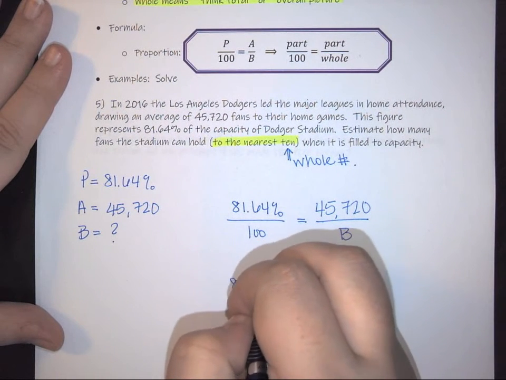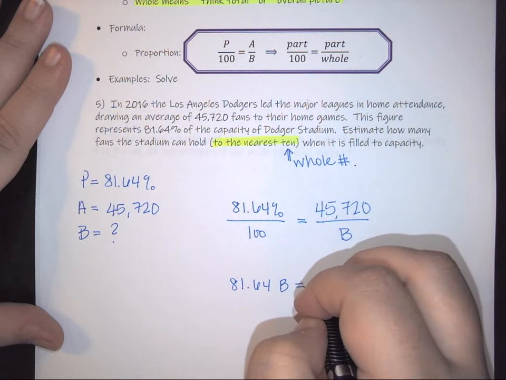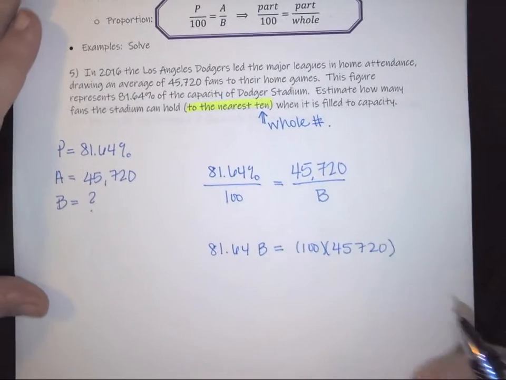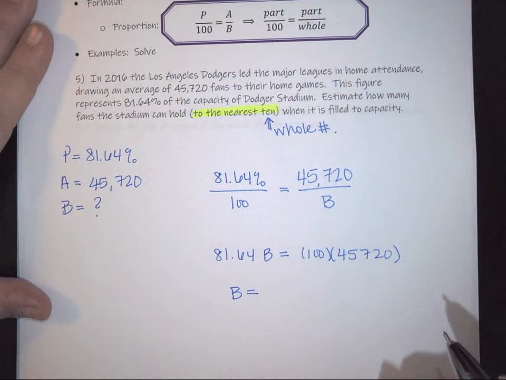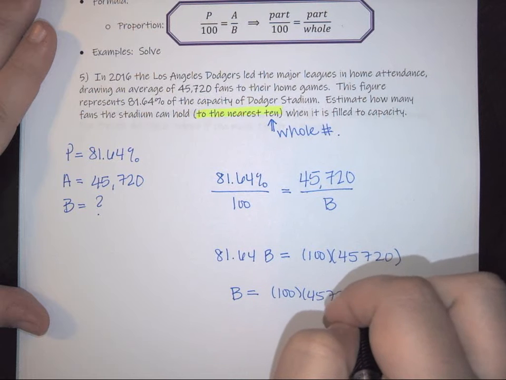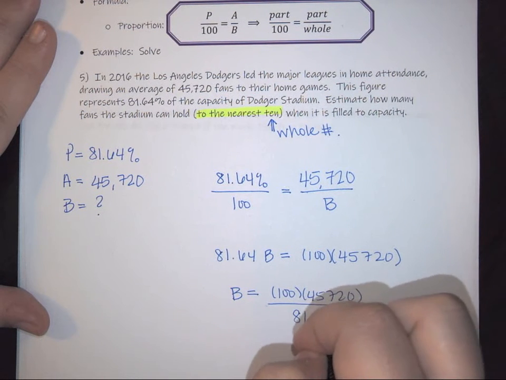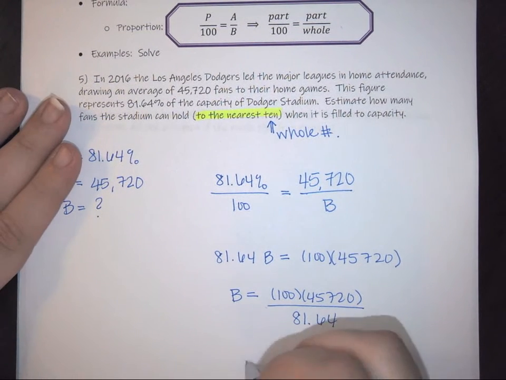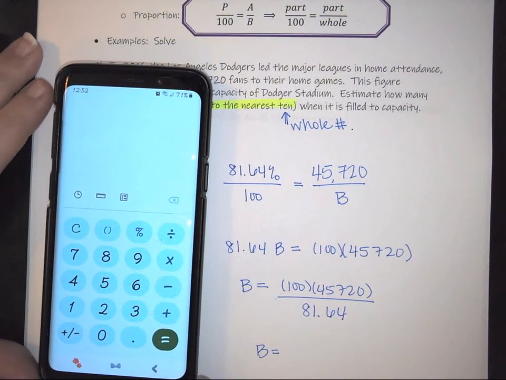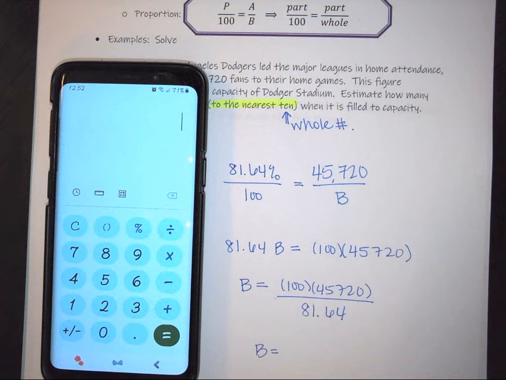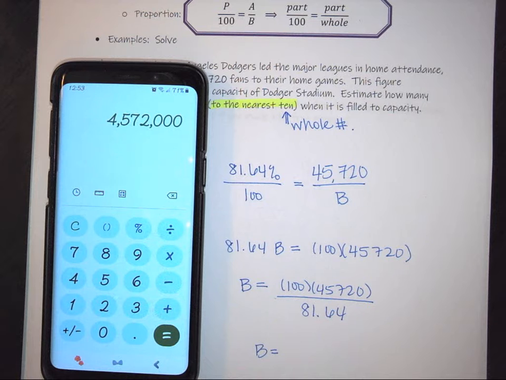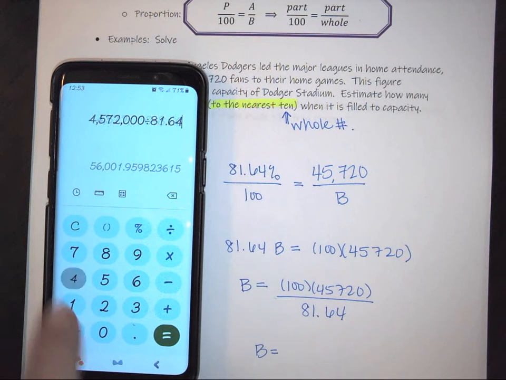So we're going to have 81.64 B is equal to 100 times my 45,720. To find my B, I have to multiply this out, so I'm going to have 100 times 45,720, and I have to divide that by 81.64. Let's look at the fastest way to do that inside a calculator. Here is a basic calculator. You want to multiply the top first, so 45,720 times 100 and hit equals. Then divide by the bottom, 81.64, and hit enter.